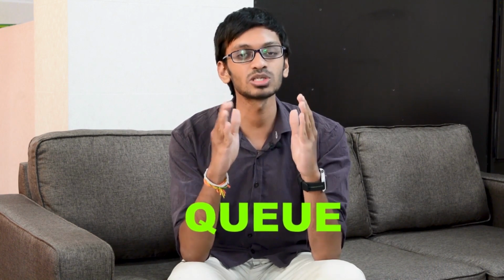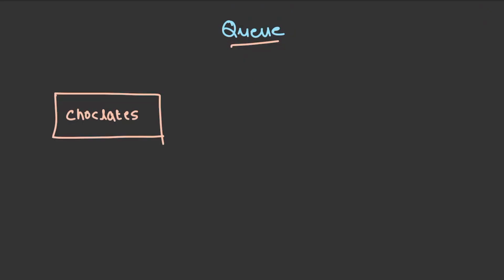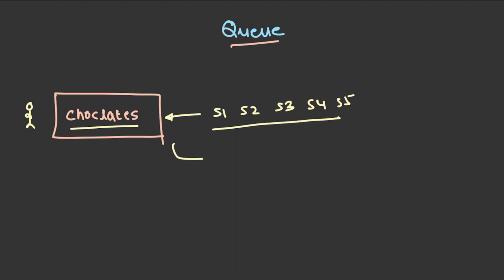Let's try to understand queues with one more practical scenario. Suppose you are a person who is responsible for distributing chocolates for an event at your school. You asked all the students to form a queue. We have 5 students in the queue. They come, collect the chocolate and then they leave.